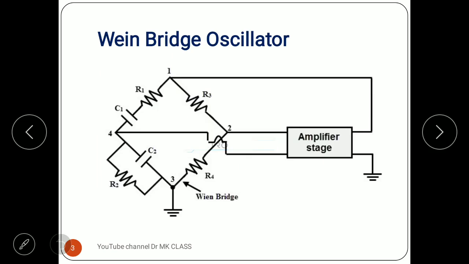So this is the Wien bridge oscillator diagram, and this portion, whatever the bridge is, looking at the left side, is a Wien bridge. He created this one by using RC components. So maybe it is a part of his PhD work, research work.